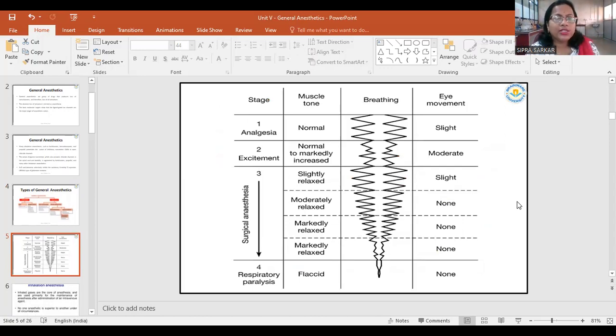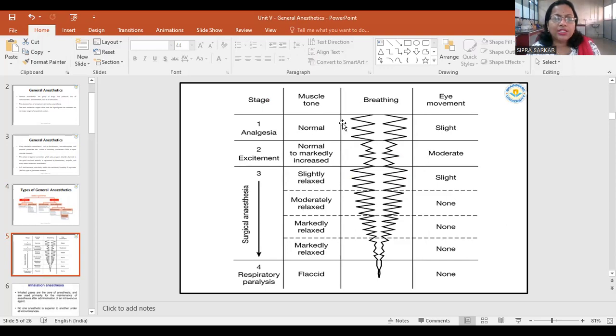Now coming to the stages of anesthesia, how the drugs act slowly. There are four stages: stage 1, stage 2, stage 3, stage 4. Stage 1 is known as analgesia. Stage 2, excitement. Stage 3, surgical anesthesia. And stage 4, respiratory paralysis. The stages of anesthesia are characterized by physical characteristics like muscle tone and eye movement.